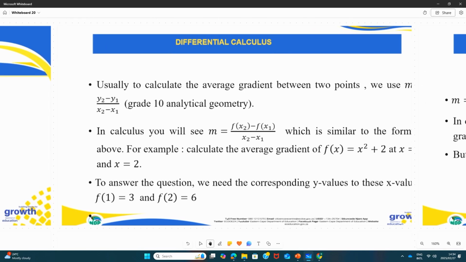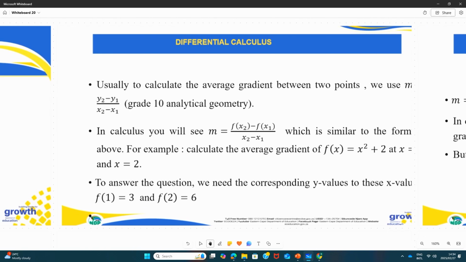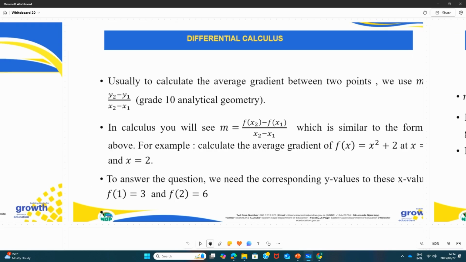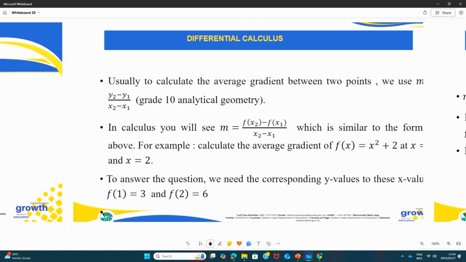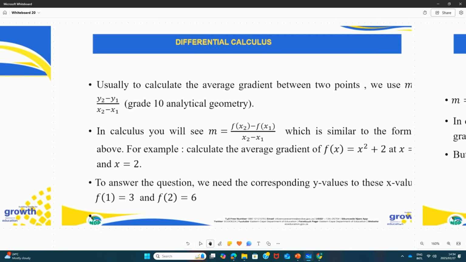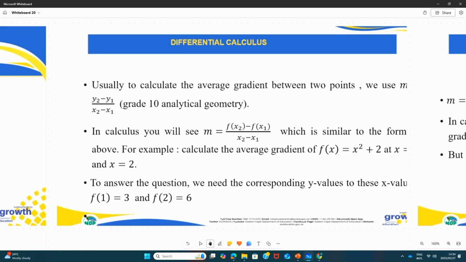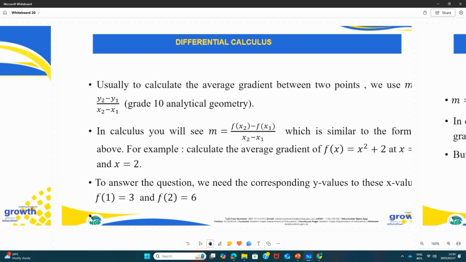For example, you'll be asked to calculate the gradient of the function, because I said in differential calculus we are focusing only on the gradient of the function. But if we're talking of the average gradient of the function f of x equals x squared plus 2, you'll be given the points at x equals 1 and at x equals 2. To answer the question, because of the formula above, it says f at x2 minus f at x1 divided by x2 minus x1. So to get the corresponding y values, we have to substitute the x values, which is x equals 1 and x equals 2, to get the y values.